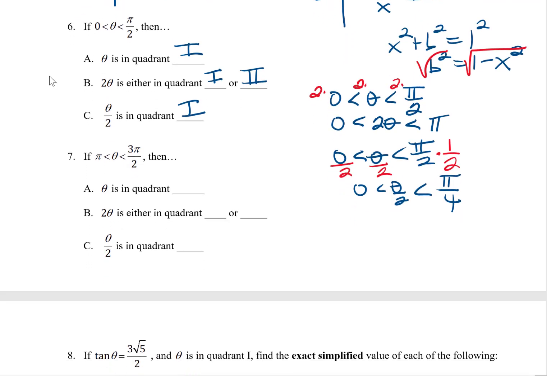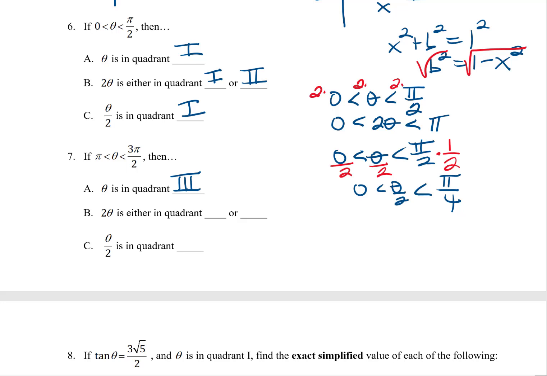Let's try this again with number 7. So now our original angle is between pi and 3 pi over 2. That's 180 and 270. That would be a quadrant 3 angle. What if I double that angle, angle 2 theta?